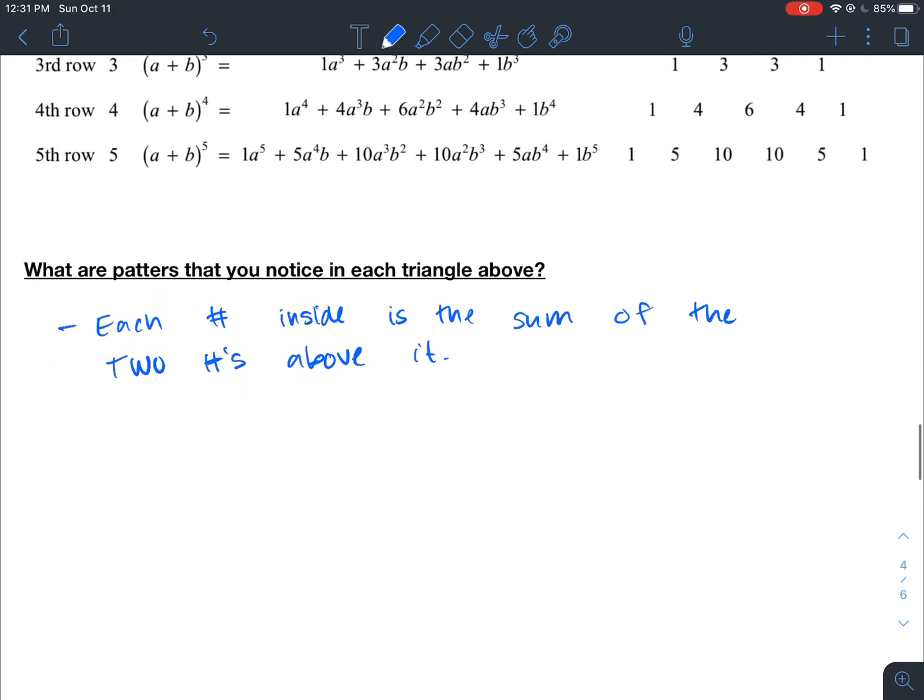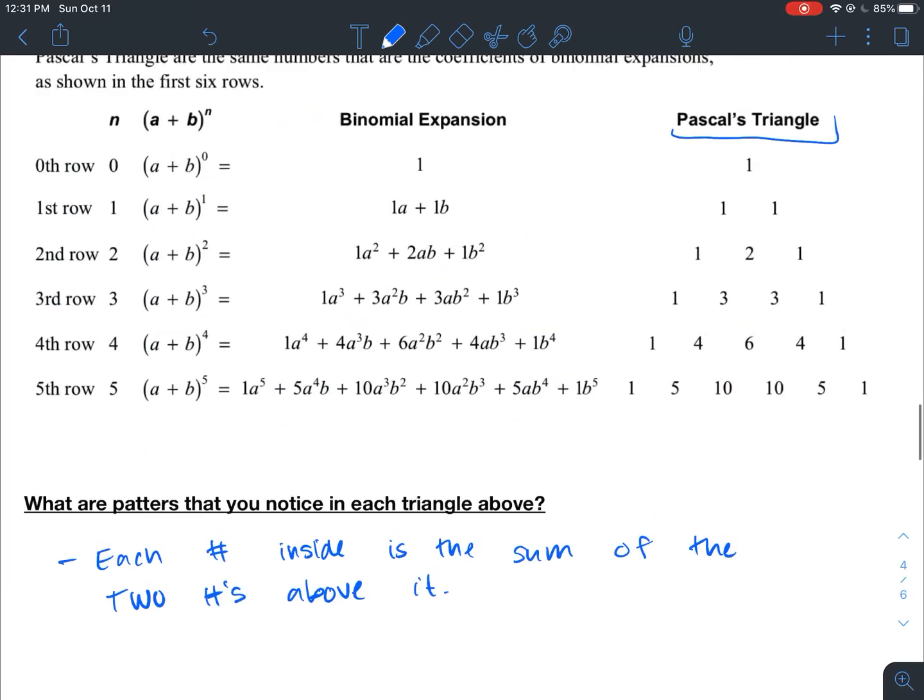Okay, so that's one pattern. Now let's look at the binomial expansion, this triangle right here. The only difference between this one is that we have the variables right here. Do we notice anything about the variables? Let's look at the second row. Notice here that it goes from a squared to a and b to b squared.